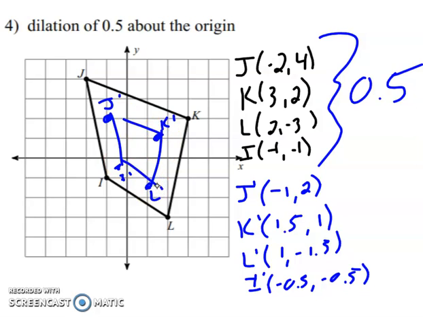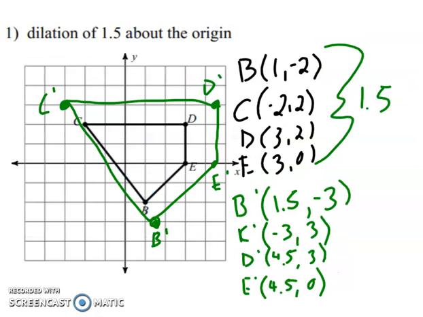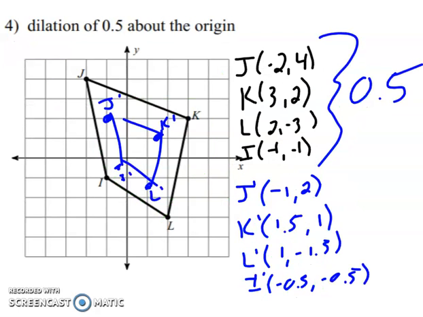Okay, and notice how our image, after we did the transformation of a dilation, it's shrunk, right? The scale factor is less than 1, so we have a shrinking of our image. So it's within the pre-image. If we go back, we had a scale factor of 1.5, which is bigger than 1, so it was an enlargement. You can see that our green figure, the image, is now bigger than our pre-image. All right, so nice job.